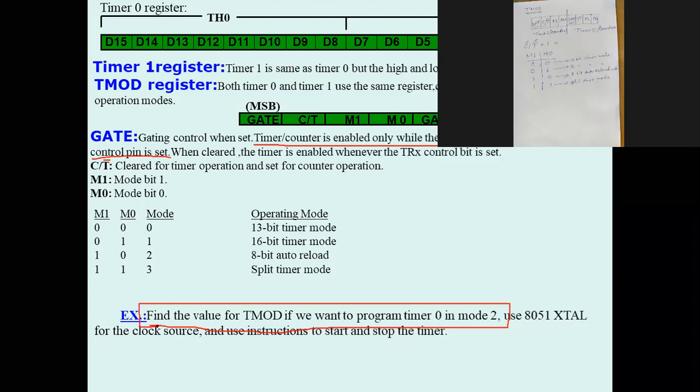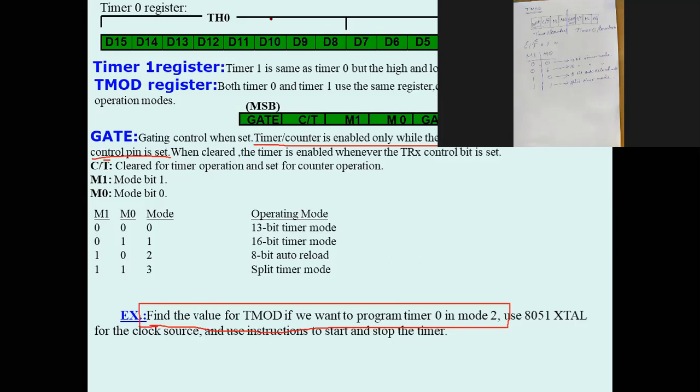What will be the content of the TMOD register when we are programming timer 0 mode 2? Everything is there in the paper and PPT. Sir, it would be GATE 1, C/T bar. Okay. T1, see T1, T1 M1 and M0 is 0.